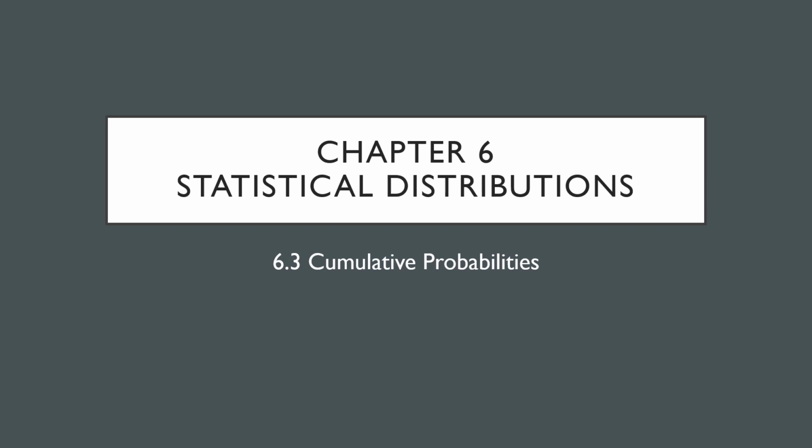This is Chapter 6 from AS Applied Maths Statistics. We're now looking to introduce cumulative probabilities, so by the end of this section you should be able to calculate cumulative probabilities for the binomial distribution.